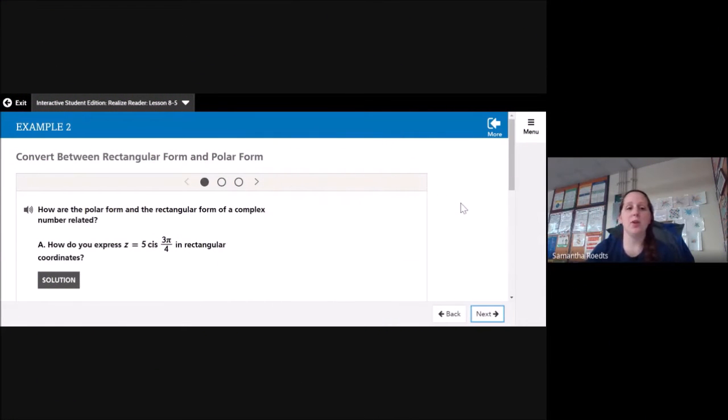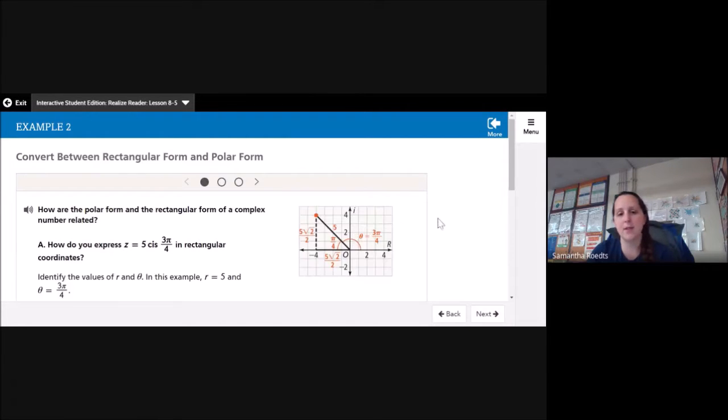All right, example 2, convert between rectangular form and polar form. How are the polar form and the rectangular form of a complex number related? How do you express z equals 5 cis 3 pi over 4 in rectangular coordinates? So we kind of looked at this a little bit earlier when we were talking about graphing them. So you can actually see the coordinates that were used. When we had pi over 4, we used square root of 2 over 2 and the square root of 2 over 2. Those are the coordinates that we remember from the unit circle.